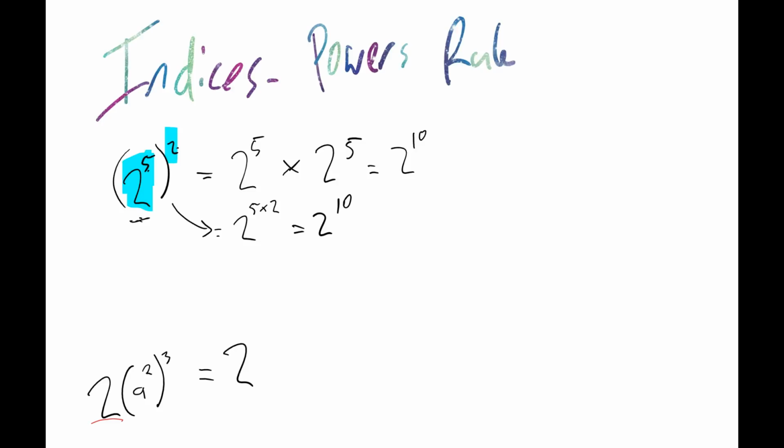And then we have our a squared that is raised to the power of 3. Remember our new rule, multiply those. So that becomes a to the 2 times 3, which is 2a to the 6.